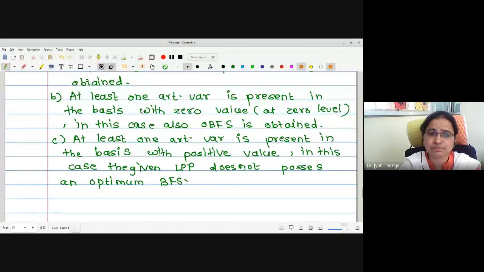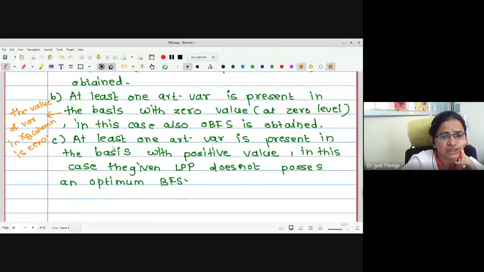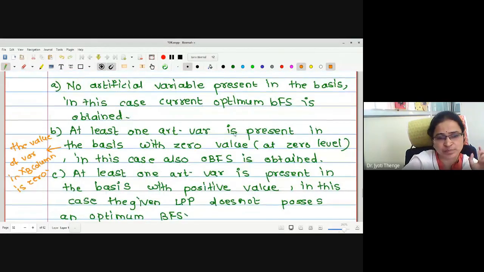The second case is one artificial variable is present, but its value in the XB column is 0. Though it is present in the basis, it is taking a 0 value. Therefore, if it takes a 0 value, the previous case repeats, and whatever the solution is will be the optimum basic feasible solution.